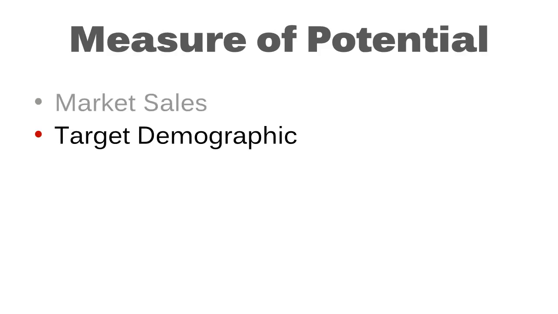Sometimes you want to include the target demographic. So if your product is going to be used by people over the age of 55, then obviously the amount of potential in a given postcode or zip code is going to be highly correlated to the number of over 55s in that postcode or zip code. So this data is generally readily available, so it's a really good one to include as a measure of potential.